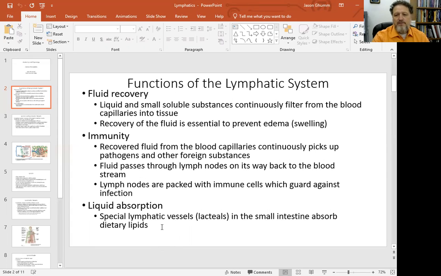Another portion of this is with the small intestine. There are special vessels there that they call lacteals, and these absorb dietary fats. It's a kind of milky substance, and that brings it into the lymph system, which will eventually get into the circulatory system, where it can be carried out to the other tissues.